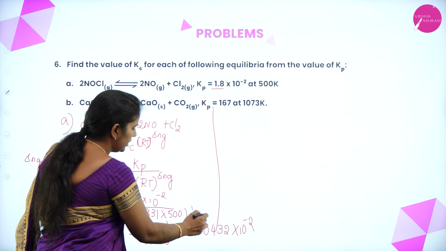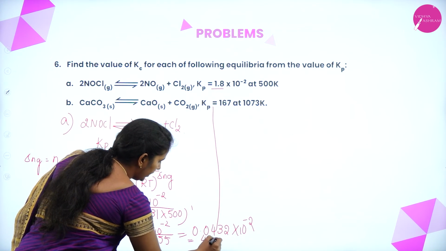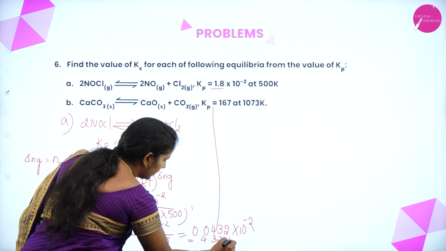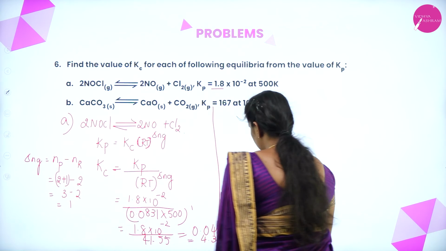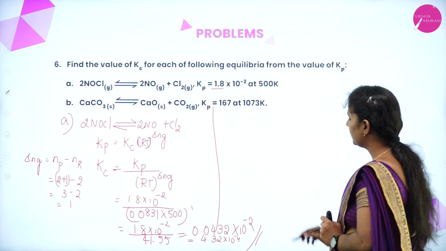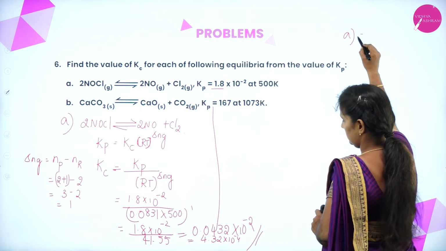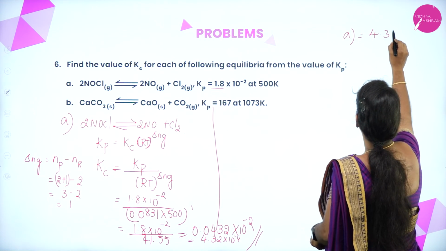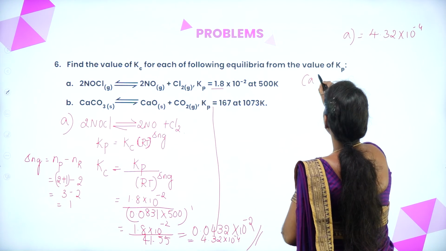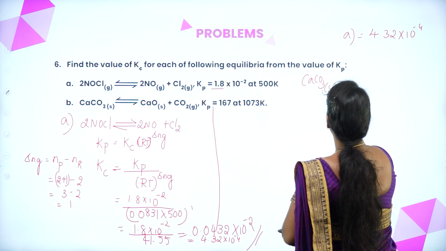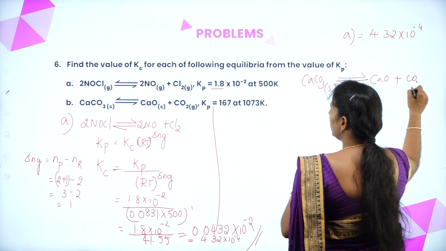Now if you shift this decimal point, you can rewrite this as 4.32 into 10 to the power of minus 4. So you can rewrite it like this also. What is the answer? The answer for the first question is 4.32 into 10 to the power of minus 4. For the second, CaCO3 in the solid state will be decomposed to give CaO plus CO2.